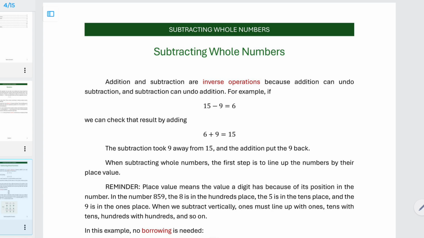When subtracting whole numbers, the first step is to line up the numbers by their place value. As a reminder, place value means the value a digit has because of its position in the number. In the number 859, the 8 is in the hundreds place, the 5 is in the tens place, and the 9 is in the ones place. When we subtract vertically, ones must line up with ones, tens with tens, hundreds with hundreds, and so on.